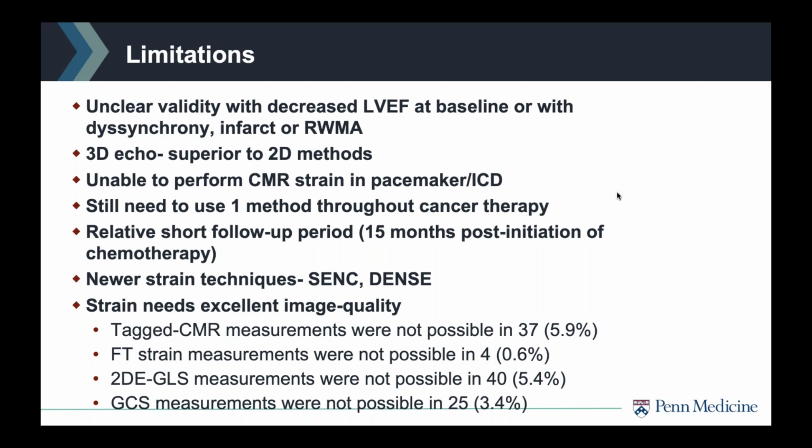And essentially this study shows a superiority of 2D GLS over CMR strain with tagging versus feature tracking. However, tagging is an old technique, and there are newer strain techniques coming out, like SENC and DENSE, so we need more data on the utility of these sequences in predicting cardiotoxicity. And with strain, again, we need excellent image quality, and tagged CMR was not possible in 6% of the patients versus feature tracking in only 0.6%, and GLS with echo was not possible in 5% of the patients and GCS in 3%. So the strain data can only be interpreted in the setting of excellent image quality.